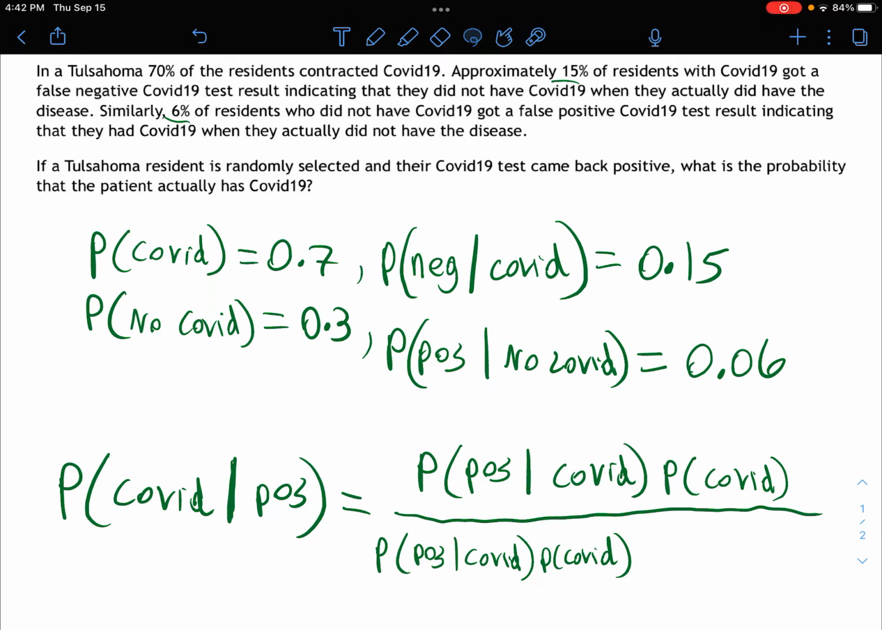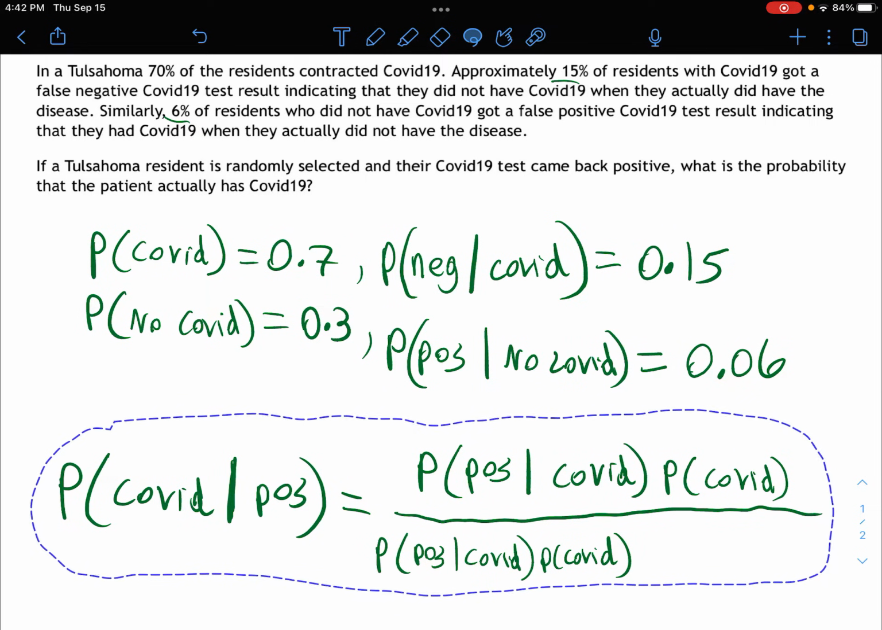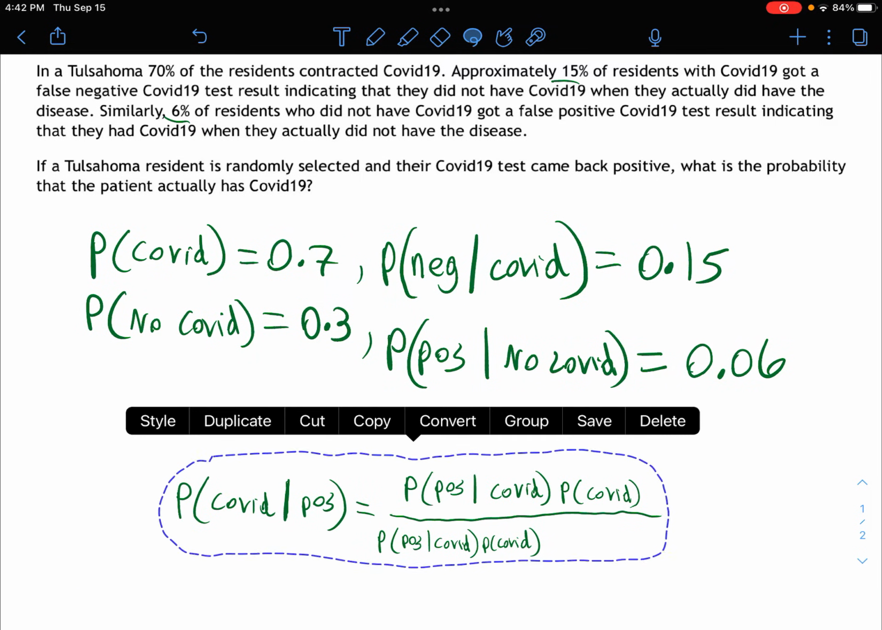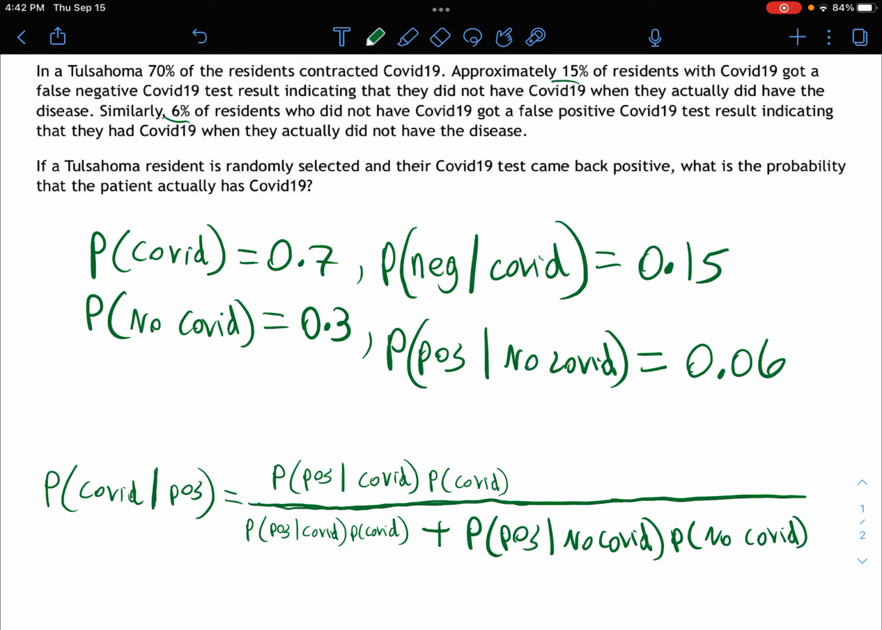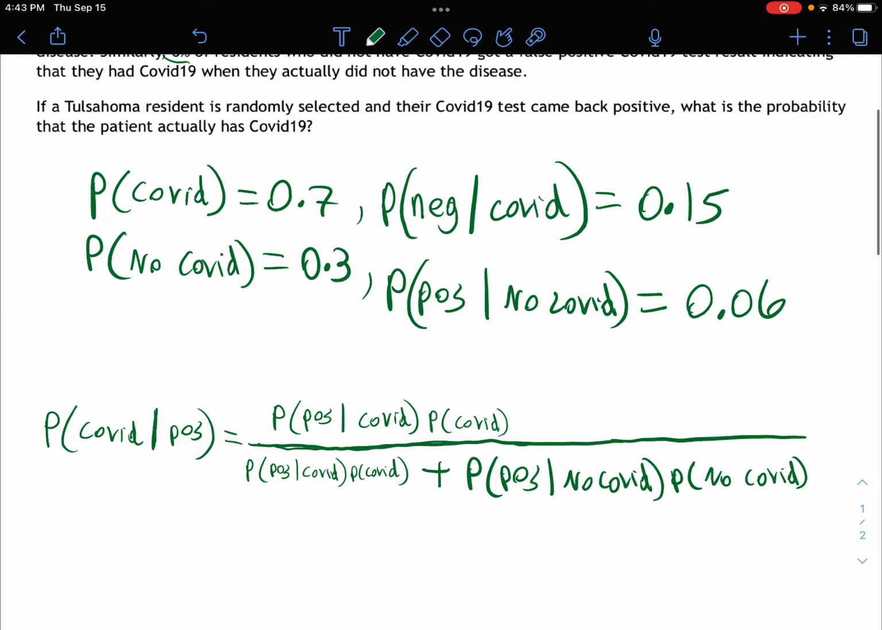But then you have to add to that everybody who tested positive that did not have COVID. So we've included the people who tested positive and did have COVID. And now we have to include the people who tested positive and did not have COVID. So it's the probability that somebody had a positive test given that they did not have COVID. But we also have to multiply that by the probability that they did not have COVID. So this is what the Bayes' theorem formula says I need.